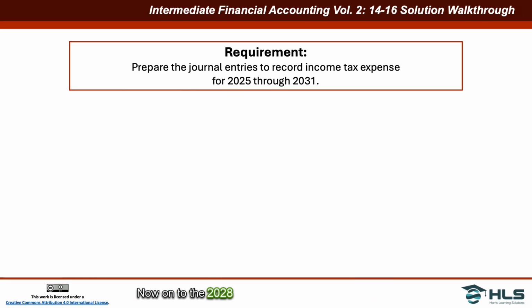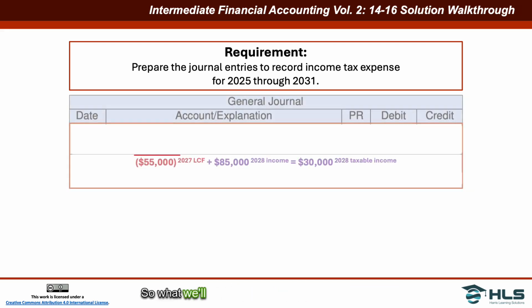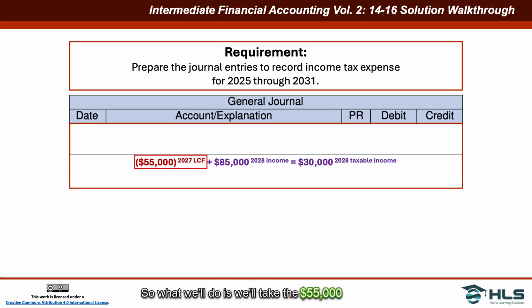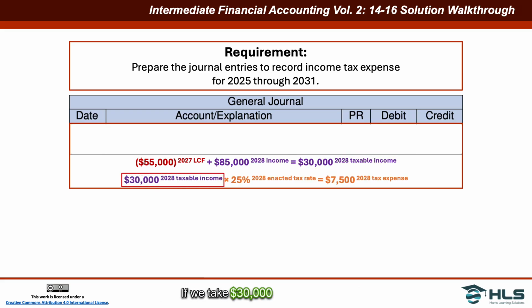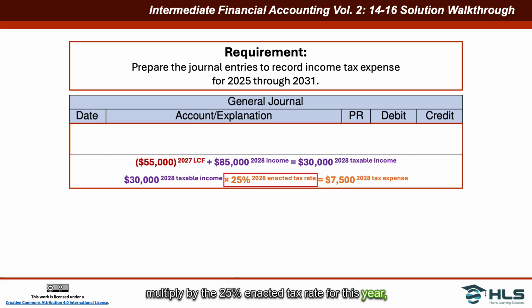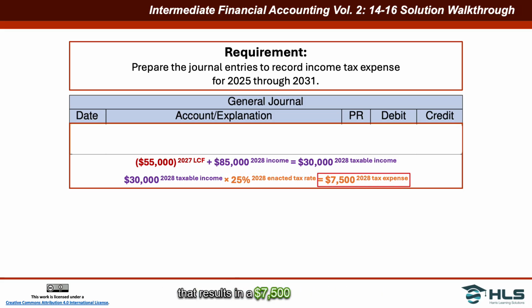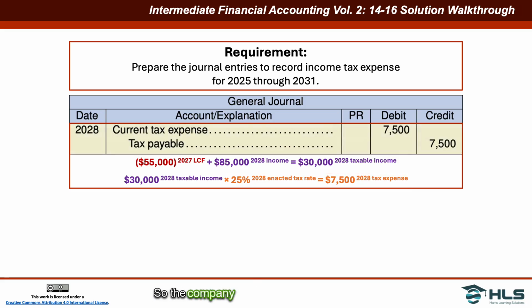Now on to the year 2028, where the company had $85,000 in taxable profits. So what we'll do is take the $55,000 loss carryforward from 2027 and offset that against the 2028 taxable income. That results in $30,000 that's actually taxable in 2028. If we take that $30,000 taxable income and multiply by the 25% enacted tax rate for this year, that results in a $7,500 tax expense. So the company will debit current tax expense and credit tax payable for $7,500.